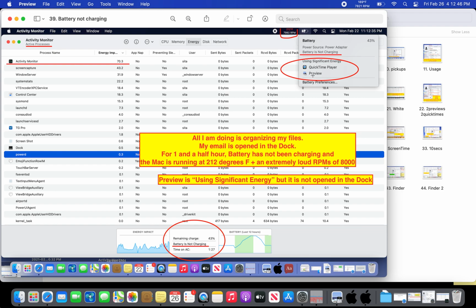I'm not certain. It's probably not using enough to make an impact to the charge at that level. No, it's at 70. It's the highest one. It's nearly double this one, screen capture. It's at 70.